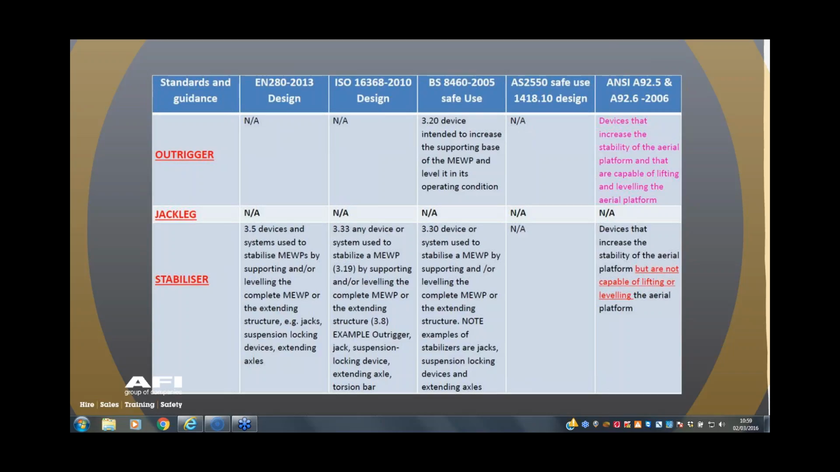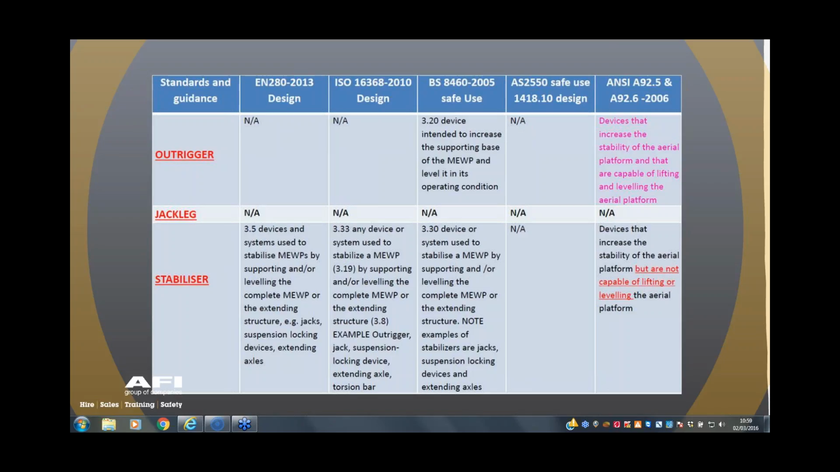Now, I color coded some things over on the right hand side. ANSI A92.5 and A92.6. You can see outrigger is defined: devices that increase the stability of the aerial platform and that are capable of lifting and leveling the aerial platform. But now look at stabilizer. Devices that increase the stability of the aerial platform, and this is ANSI, but are not capable of lifting or leveling the aerial platform. So completely contradictory. One is saying you're not capable of lifting it, but the other is saying that you can.